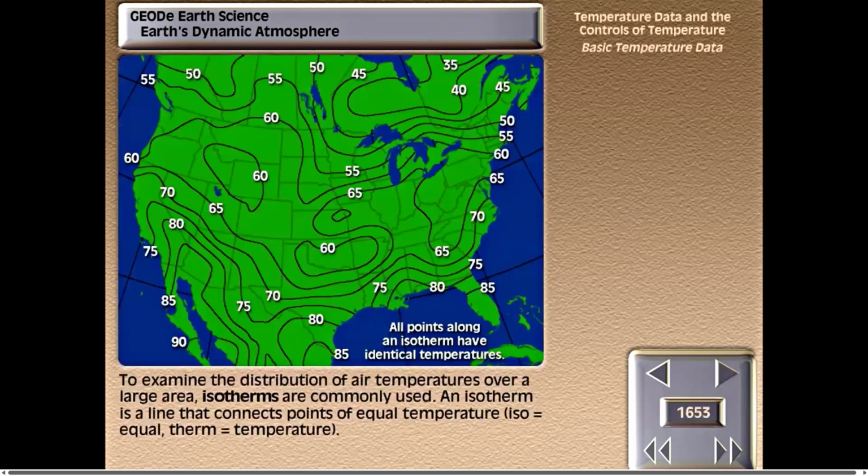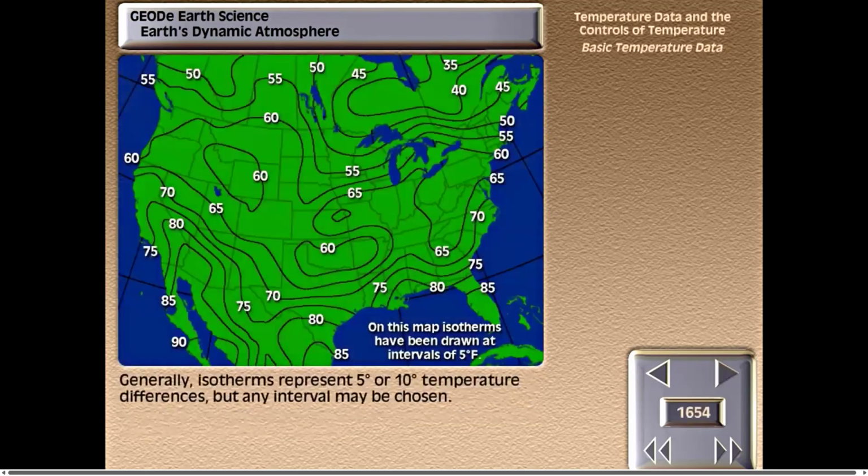To examine the distribution of air temperatures over a large area, isotherms are commonly used. An isotherm is a line that connects points of equal temperature. Generally, isotherms represent 5-degree or 10-degree temperature differences, but any interval may be chosen.